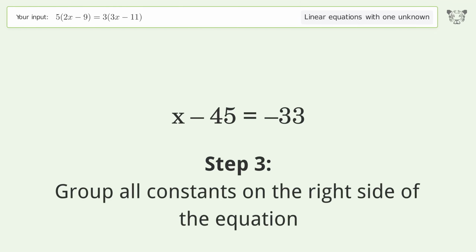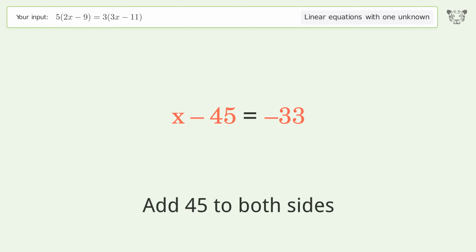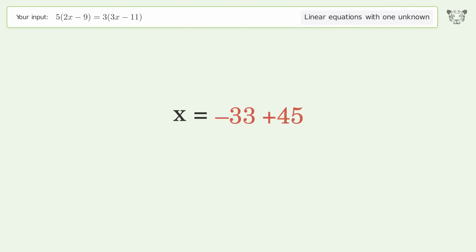Group all constants on the right side of the equation. Add 45 to both sides. Simplify the arithmetic. And so the final result is x equals 12.